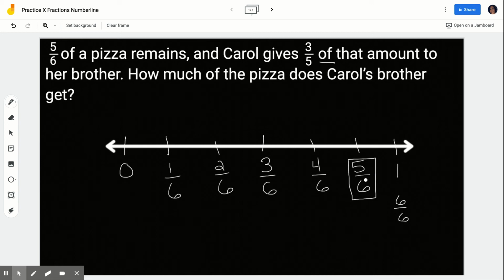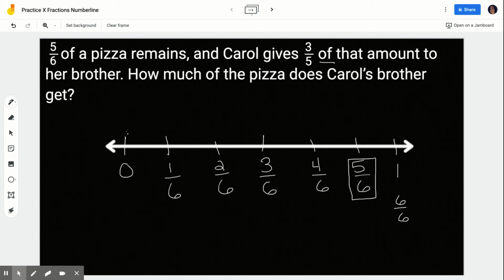It says Carol gives 3/5 of what is left. So 3/5 of this amount of pizza to her brother. How much pizza does he get? So I'm going to go up here and look. The bottom number is how many pieces. So the top number of this fraction, 3/5, I'm going to count jumps of tick marks.